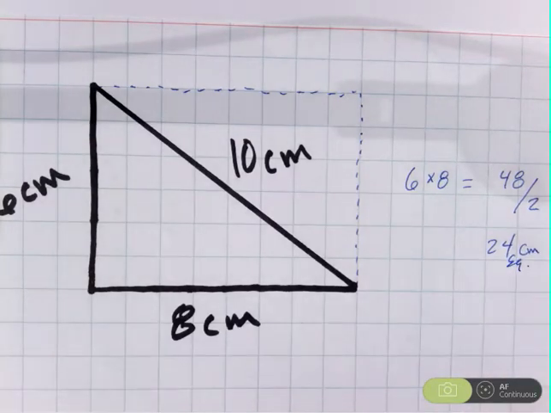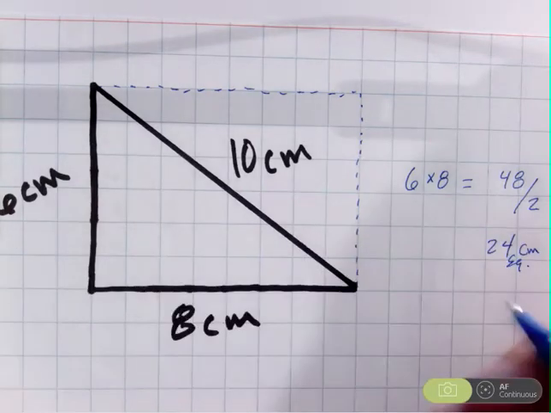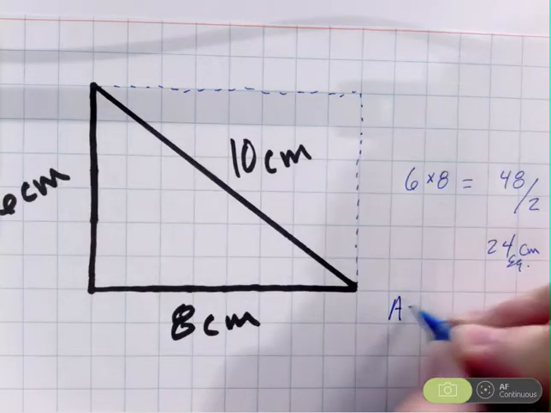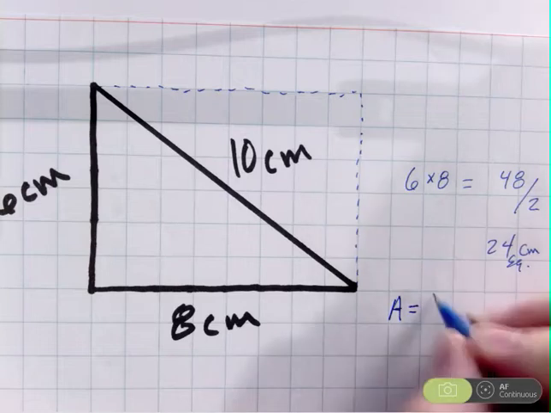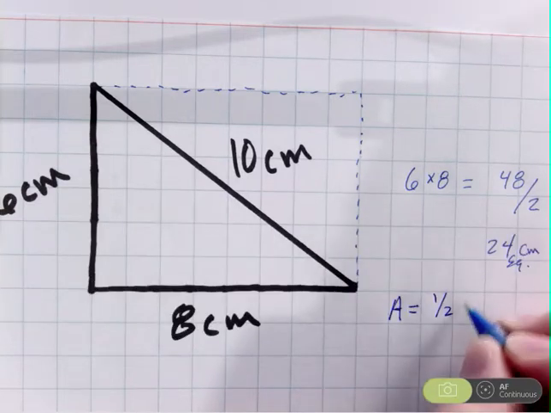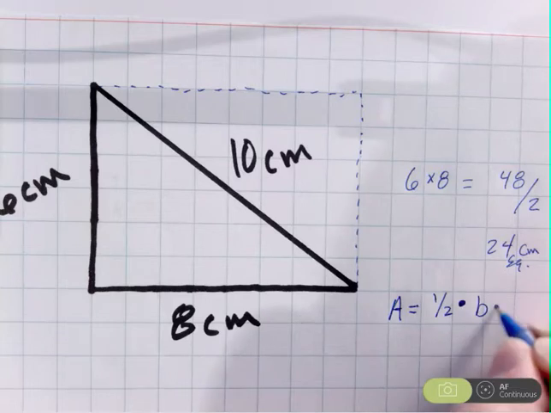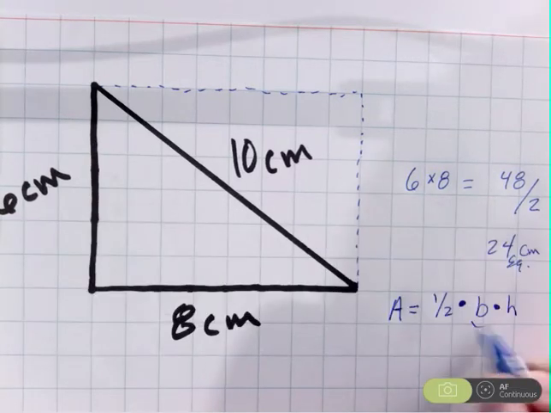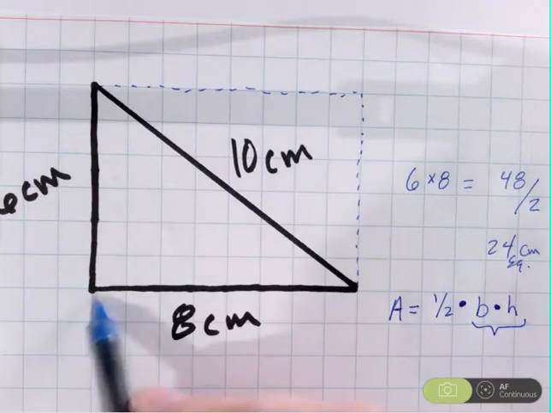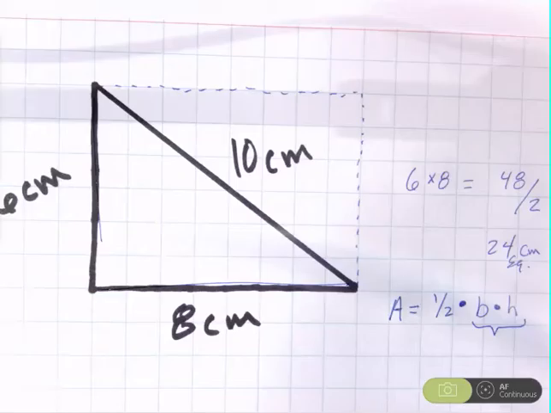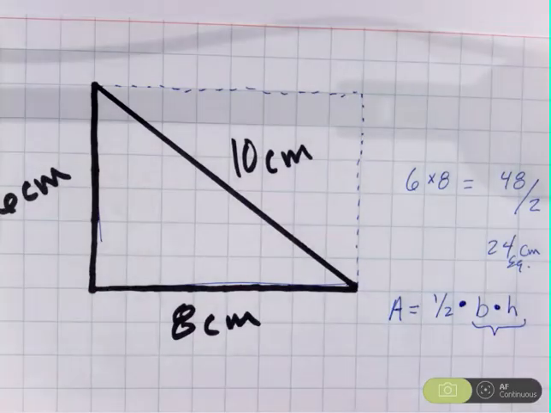Now, any shape of a triangle can be made into a rectangle. And this is where the formula for area of a triangle comes from. We say area equals half multiplied by the base times the height. This here being basically what would be the sides of a rectangle being cut in half.